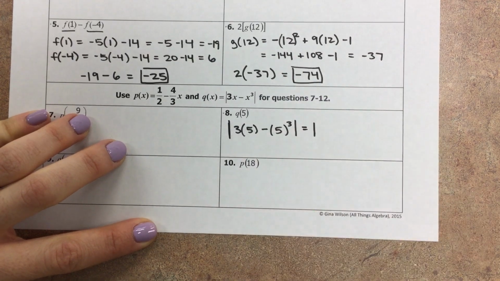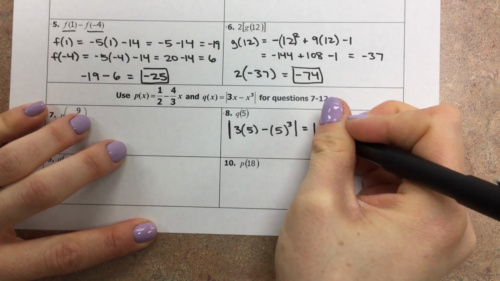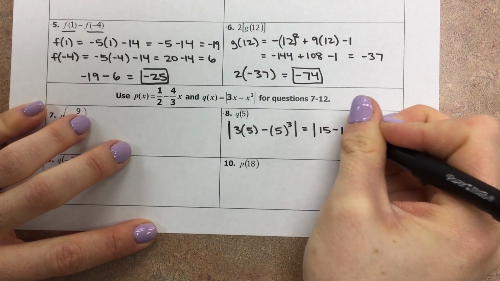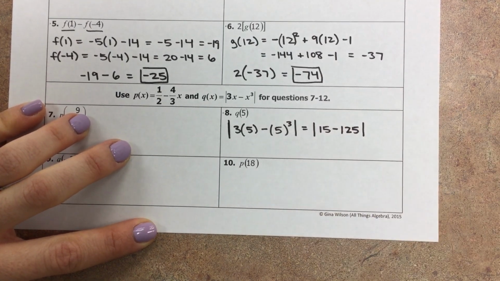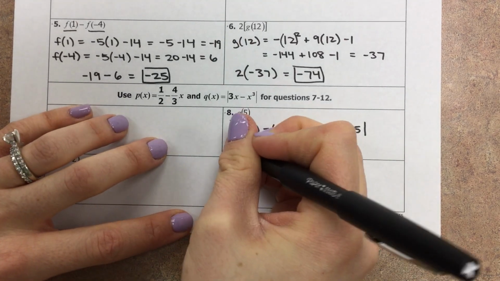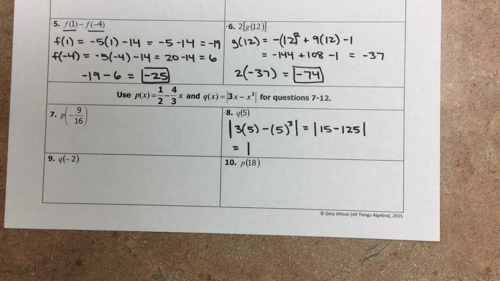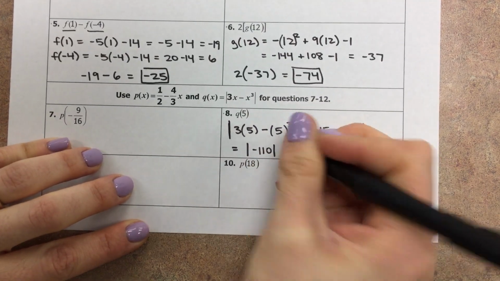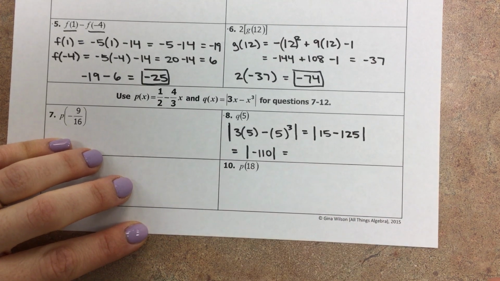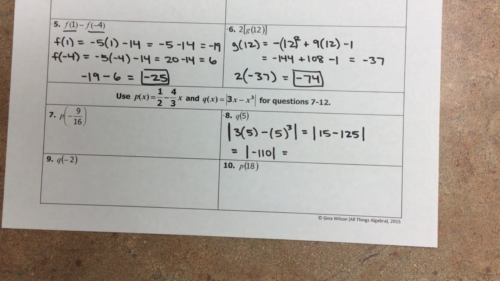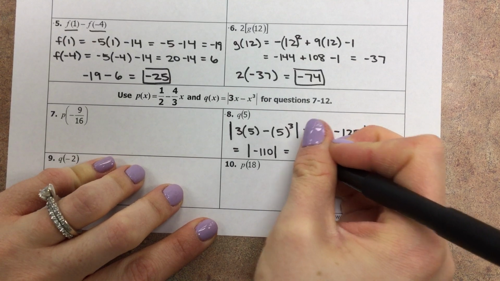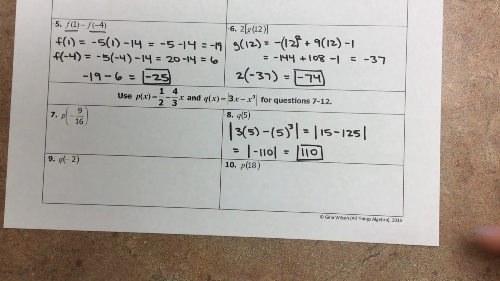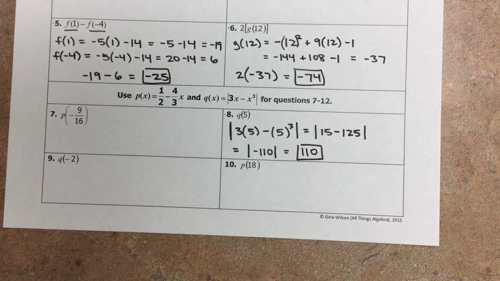So we evaluate what's inside first. So 3 times 5 is 15, minus 5 to the third, which is 5 times 5 times 5, and that's 125. So inside the absolute values still, 15 minus 125 is negative 110. And then last thing we need to do is apply the absolute values. So remember, absolute values makes it come out as a distance, makes it come out positive. So that would be 110. But make sure the number on the inside is totally simplified before you apply the absolute values.